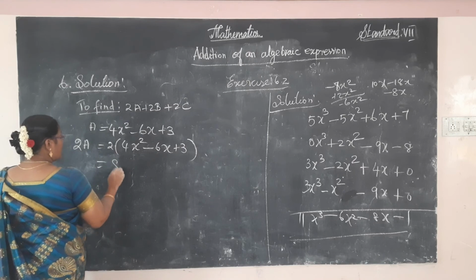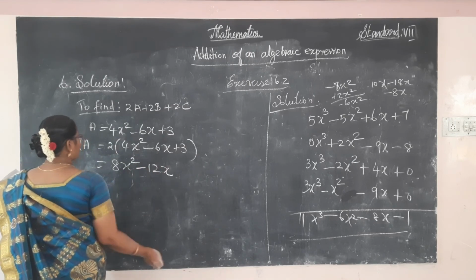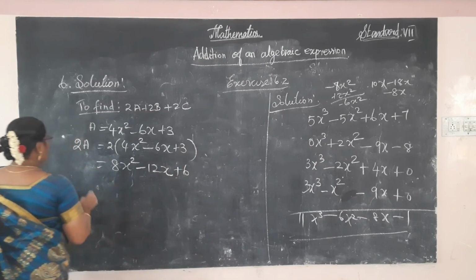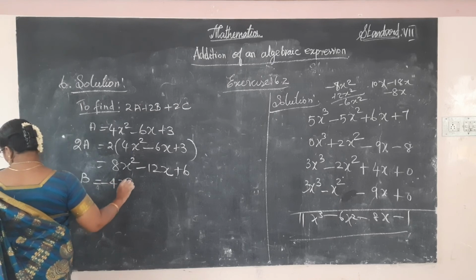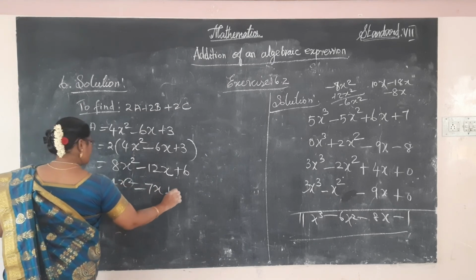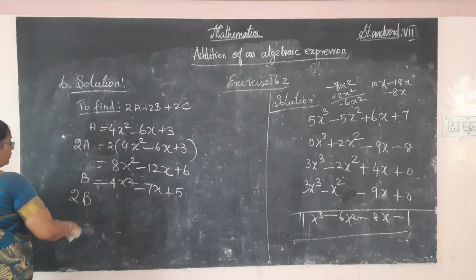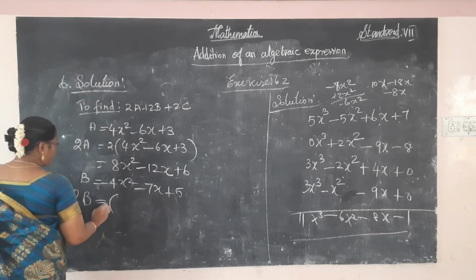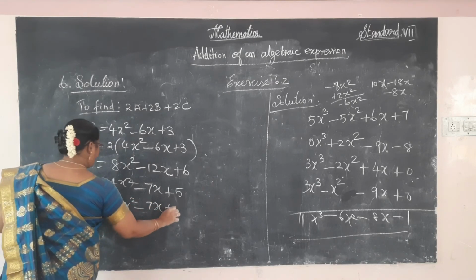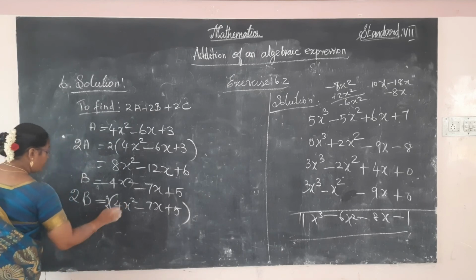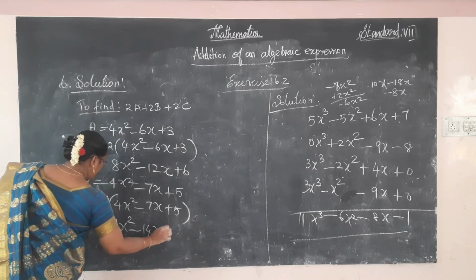2 fours are 8, so 8x squared minus 12x plus 6. And B is 4x squared minus 7x plus 5. Multiply each term of B by 2. 2 fours are 8, 8x squared minus 14x plus 10.